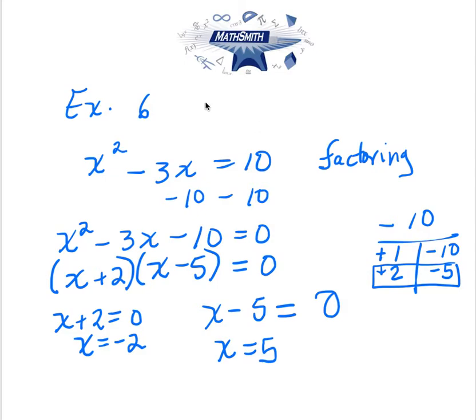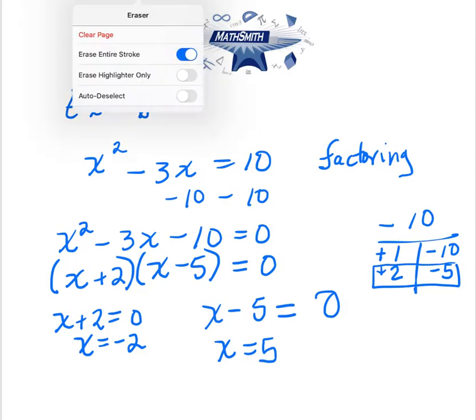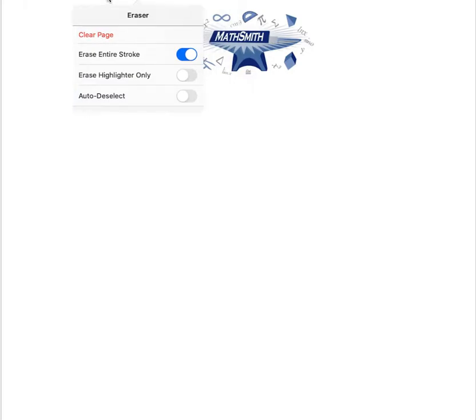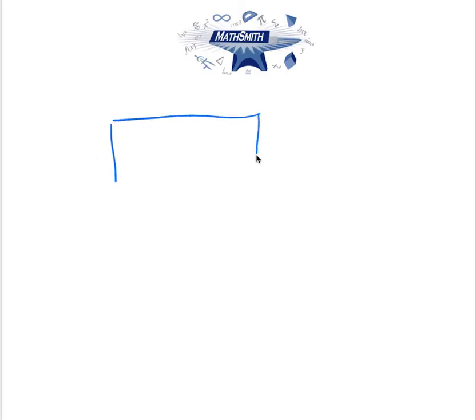All right, let's do example 7. You are putting a stone border along two sides of a rectangular Japanese garden that measured 6 yards by 15 yards. Okay, so they're giving us some garden here, and they're saying that this is 15 yards, and that this is 6 yards.